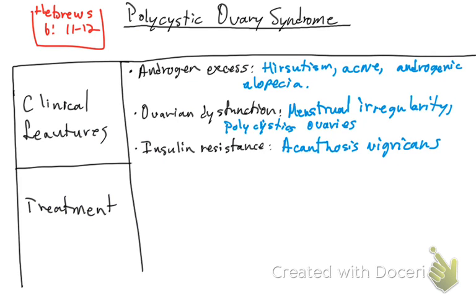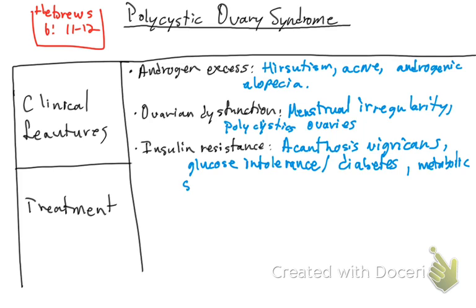What is another thing that the patient can present with insulin resistance? It is glucose intolerance. And if the patient has glucose intolerance, that leads to diabetes, or the patient can develop metabolic syndrome. Those things, metabolic syndrome as well.